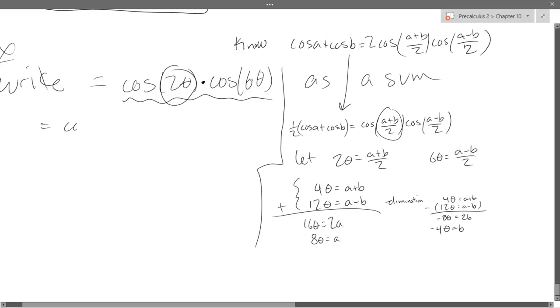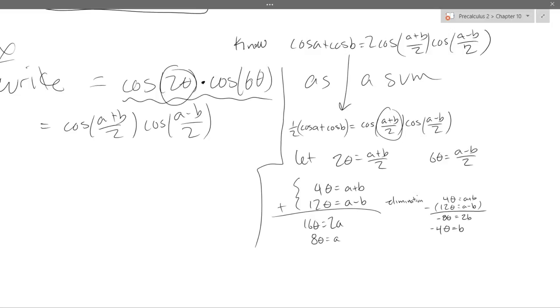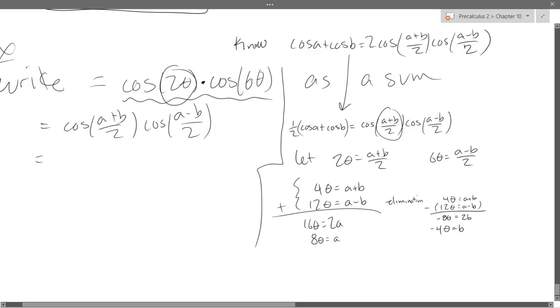So we got cos (a+b)/2, cos (a-b)/2. Those are the two original substitutions we made. We said 2 theta was (a+b)/2, and 6 theta was (a-b)/2. So now I'm going to use our identity. So this equals cos 1/2 cos a plus cos b. And now just putting in the a and b values.